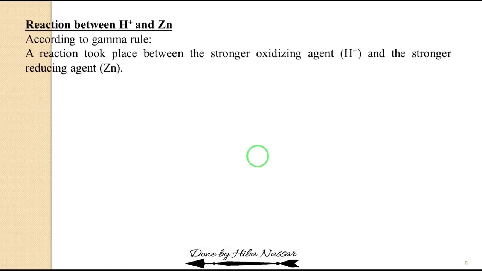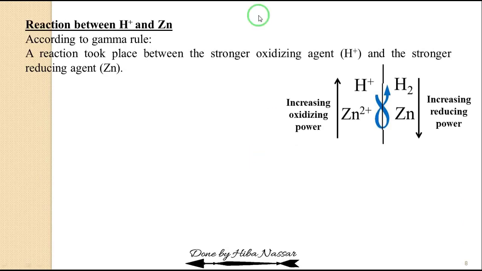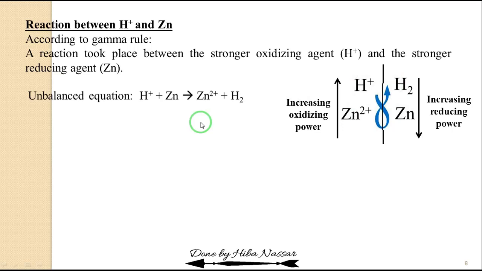Now moving to the second equation, there is also a reaction between H+ and zinc. So here, according to the gamma rule, again a reaction took place between the stronger oxidizing agent H+ and the stronger reducing agent zinc. So the unbalanced equation will be H+ plus zinc. It will give zinc ion plus H2.